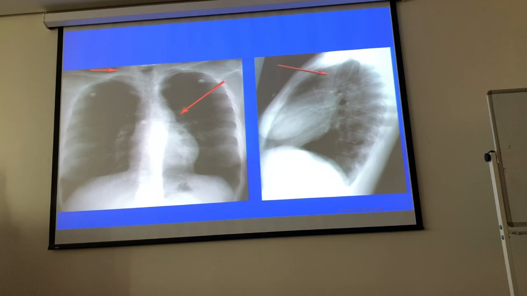So this patient is known to have asthma, and this is one of the complications, but it's rare. Okay?